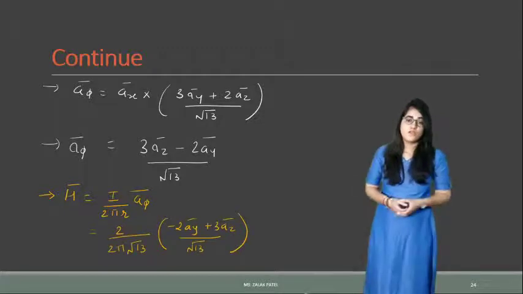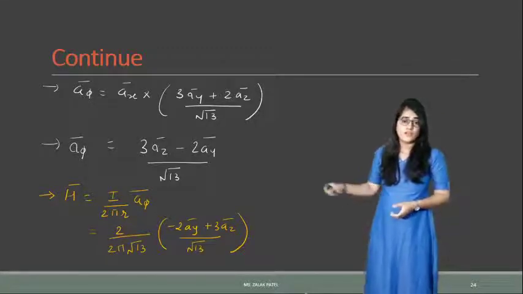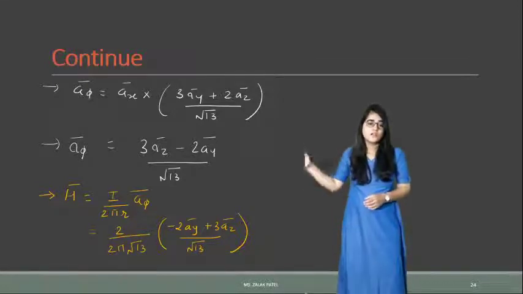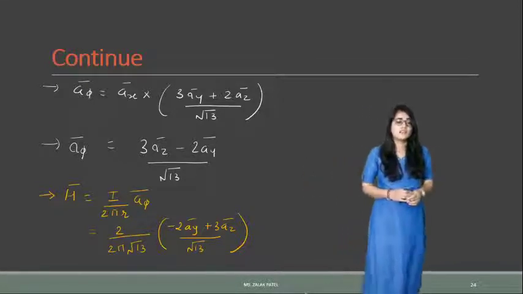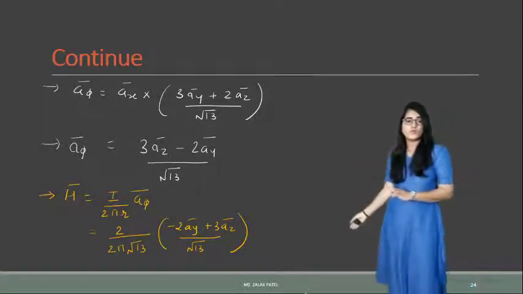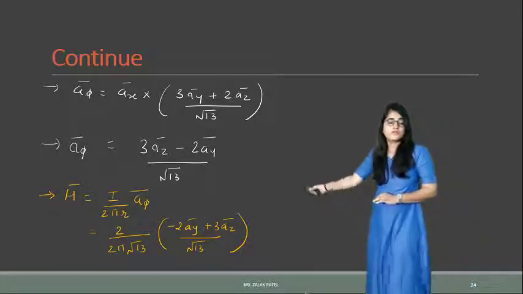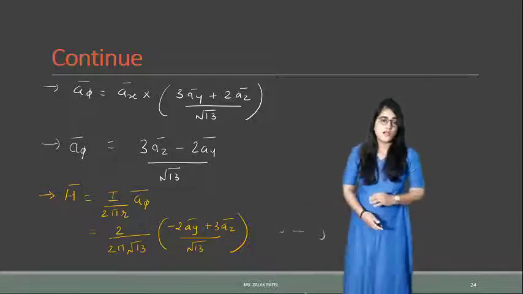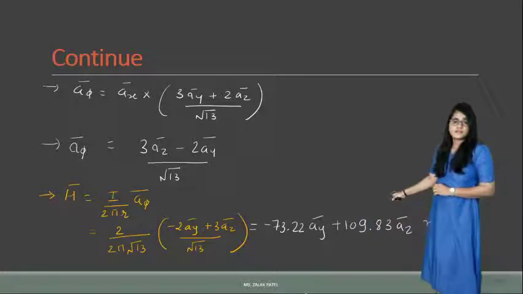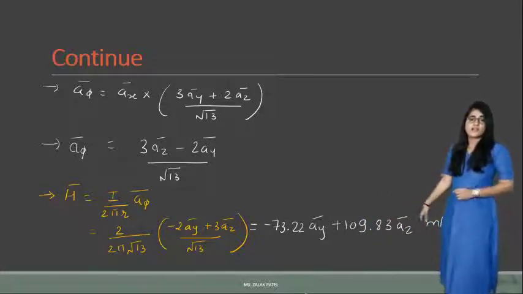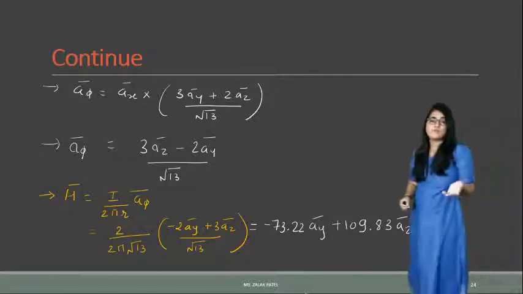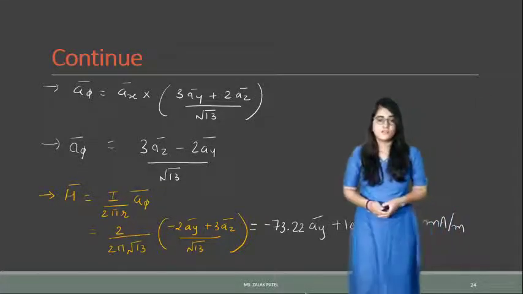We have the value of current, that is 2 ampere filament. So 2 upon 2 pi r is √13 into a_φ bar. a_φ bar is nothing but -2 a_y plus 3 a_z upon √13. So if you solve this equation, then you get the answer for magnetic field intensity, that is -73.22 a_y plus 109.83 a_z milliampere per meter. This is our final equation for magnetic field.